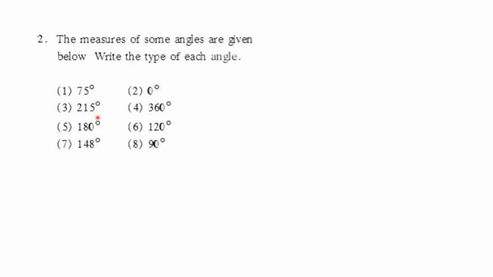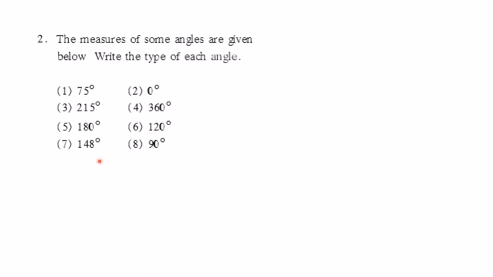Next is 215 degrees. Now children, the measure of any angle which is greater than 180 degrees and less than 360 degrees is called a reflex angle. Next is 360 degrees, it is a complete angle. 180 degrees, it is a straight angle. Sixth one is 120 degrees. 120 degrees is an obtuse angle. Why? Because the measure is less than 180 degrees but more than 90 degrees.